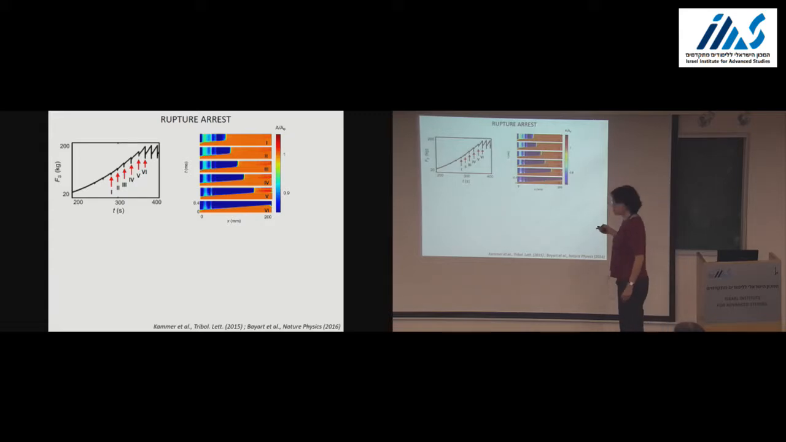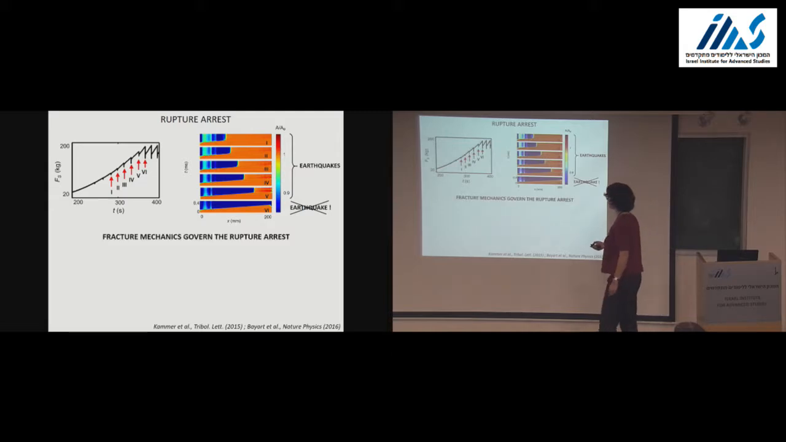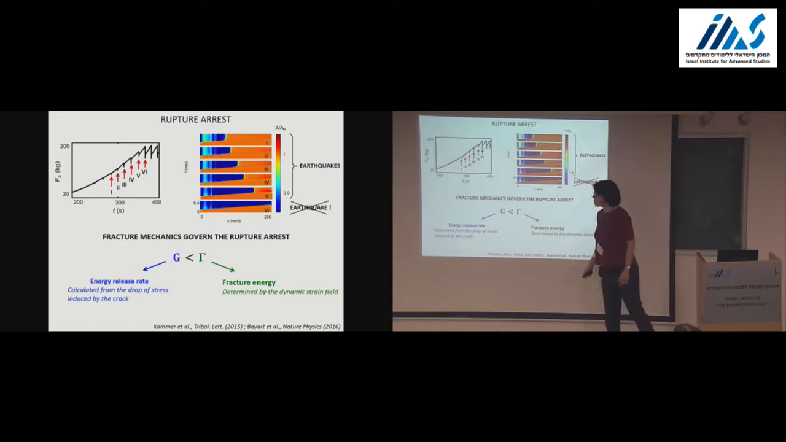Why are we interested in such ruptures? Because they are the exact analogs of earthquakes in the lab, right? An earthquake is a finite size rupture along a fault. It is arrested at some point. And I'll show you that fracture mechanics governs the rupture arrest. What's a crack arrest criterion? A crack arrests when G, the energy release rate, becomes smaller than gamma, the fracture energy.